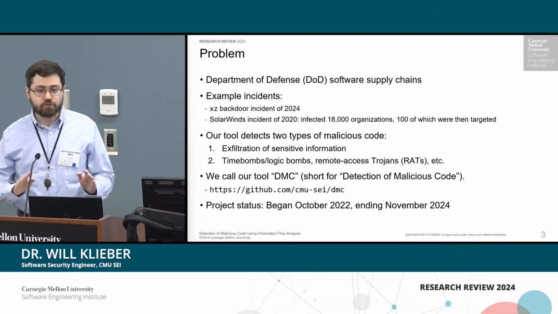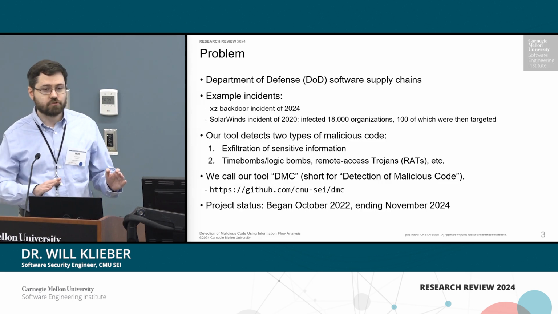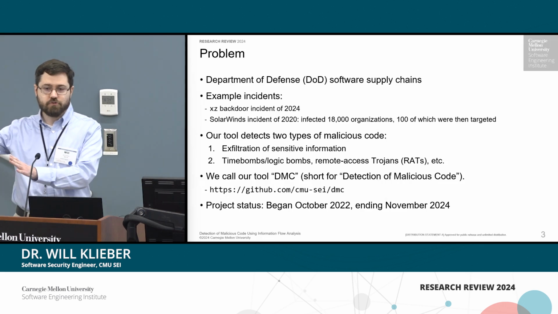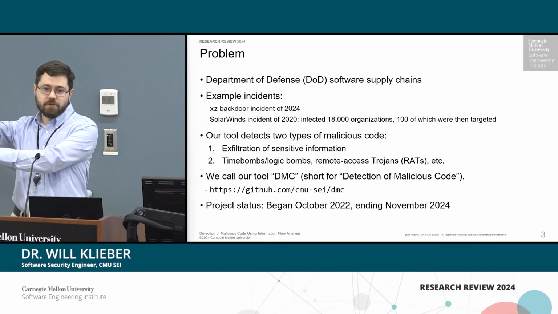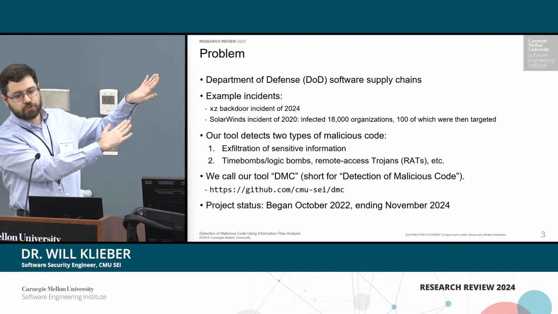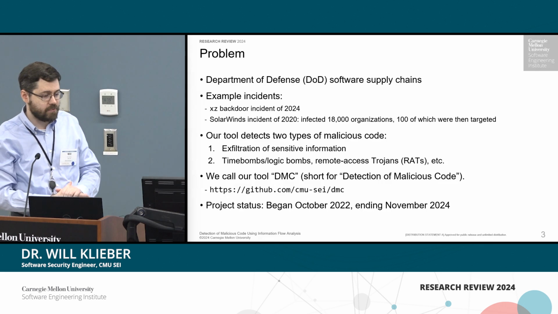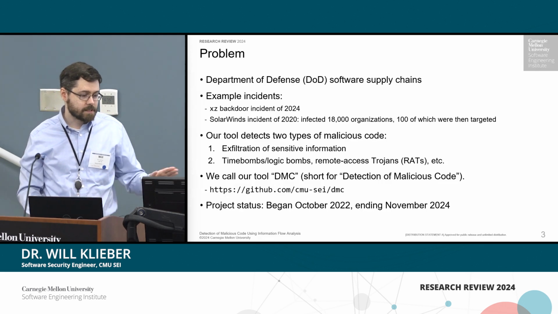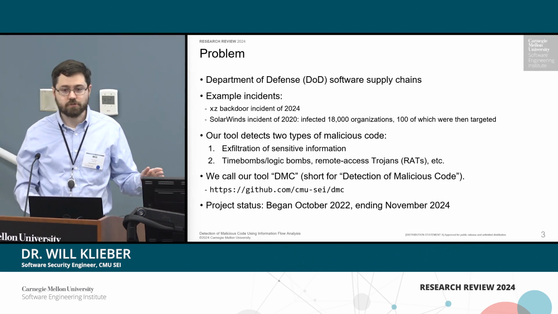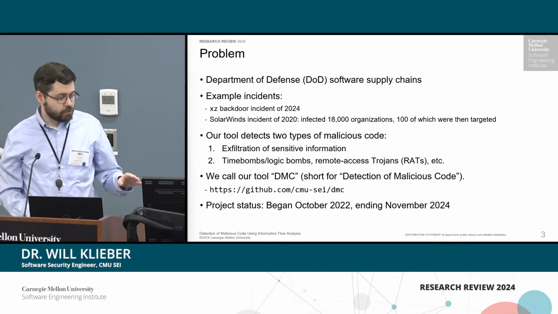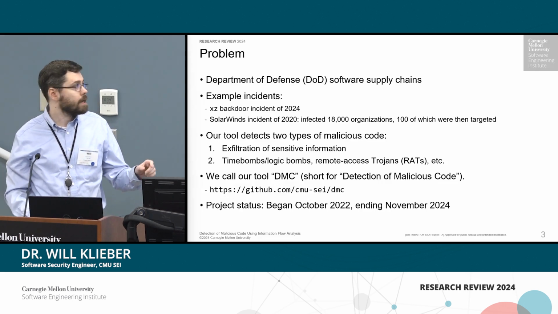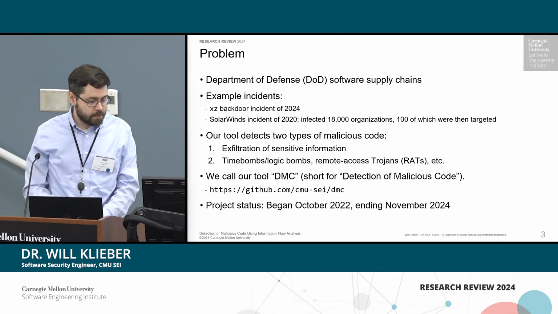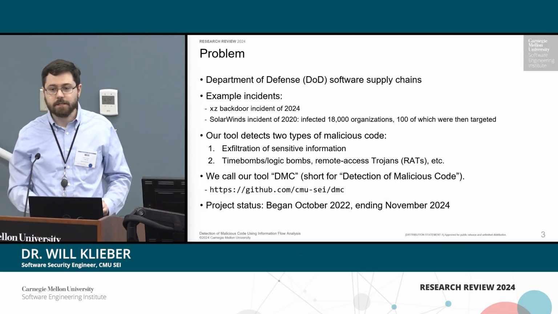So our tool detects two types of malicious code. The first is exfiltration of sensitive information, and that was the main motivation for this project. We were looking for information flow where you start with sensitive information somewhere, and then the program can exfiltrate it to an adversary. That was the type of thing that we were looking for, but the same types of techniques can also be applied to other problems, such as time bombs and logic bombs, remote access Trojans, and so forth. We call our tool DMC, short for detection of malicious code, and it's available on the SCI GitHub website. This project began October 2022, and it's ending later this month.